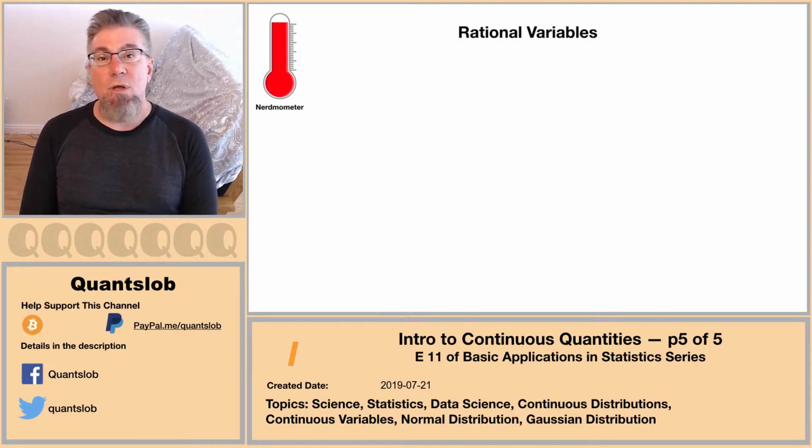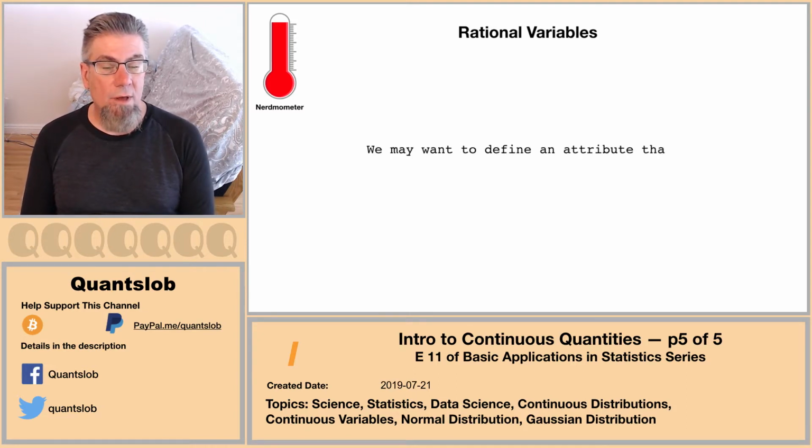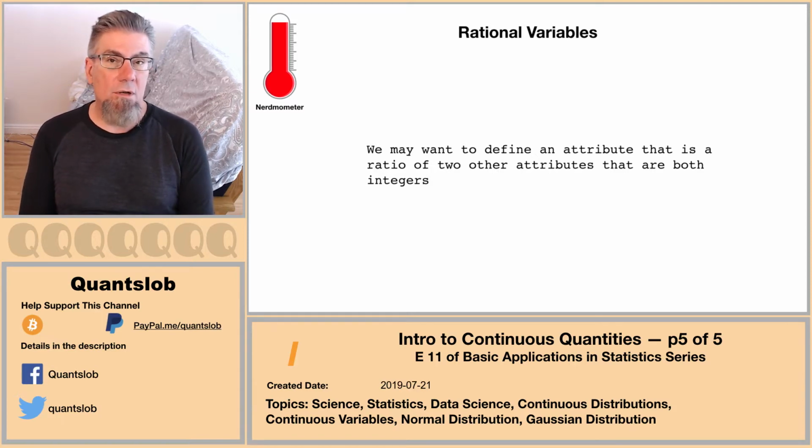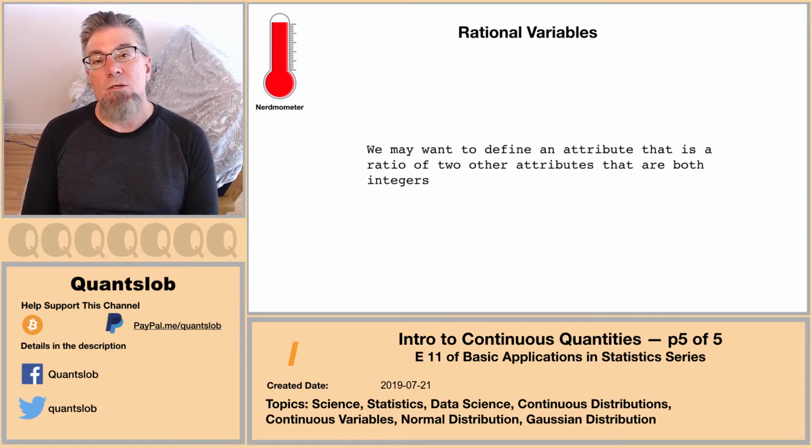So the first is that we may want to define an attribute that quite simply is a ratio of integers. So I'll give you an example. Like, for example, suppose that our population is all the regular season completed NBA games over the last 10 seasons. We may want to create an attribute that is a ratio, say, of visitor total points divided by home team total points. Not at all a problem.